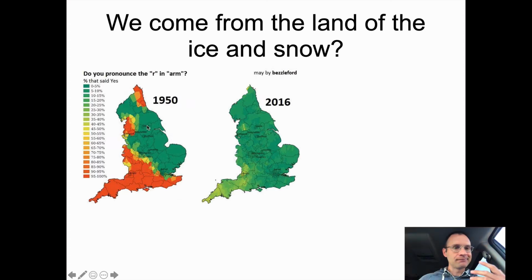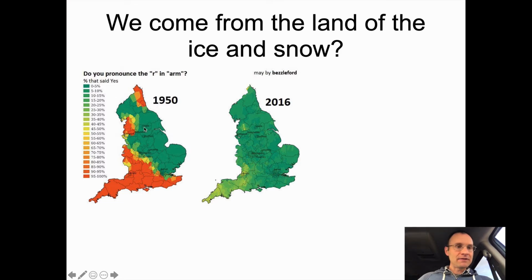This is some data I just found on the internet a few weeks ago about how this has kind of changed over time in England itself. So this is a dialect survey that was conducted in just England proper, showing you where people are dropping the R in a word like arm. So they either say arm if they keep the R, or if they drop the R, right? In that particular context, it's just going to make that vowel long.